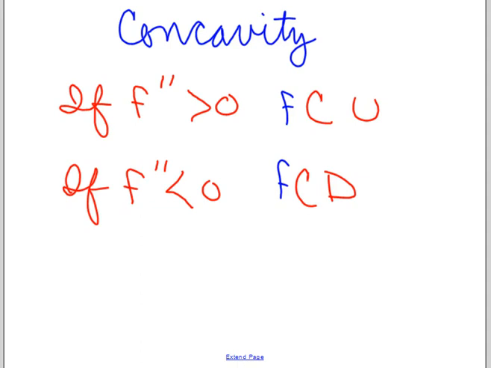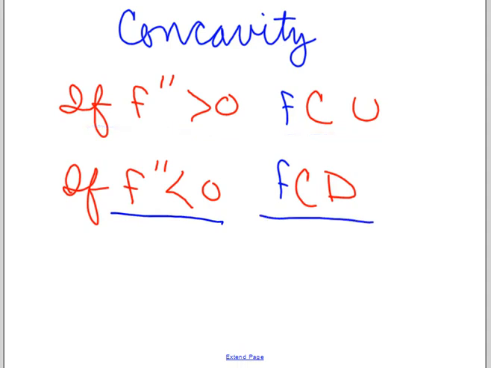So this is what's going to happen then. When the second derivative is positive, we figured out yesterday that the graph of f is concave up. When the second derivative is negative, we figured out that the graph of f is, what did I just say? I don't think that made sense. Let me say that again. When the second derivative is positive, the graph is concave up. Is that what I said? Okay, good. When the second derivative is negative, the graph is going to be concave down.